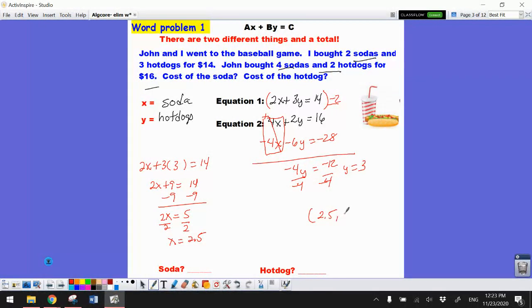So we have 2.5 comma 3. So which one of those is the cost of the soda? Well, sodas are X. That tells me my soda is $2.50. And my hot dog is my Y, so it is $3.